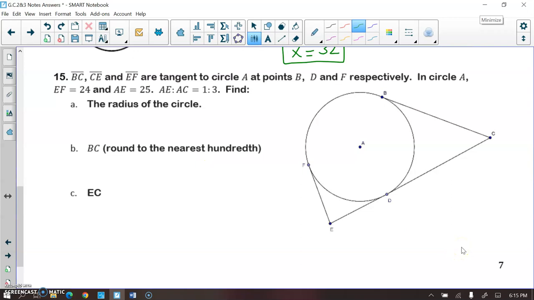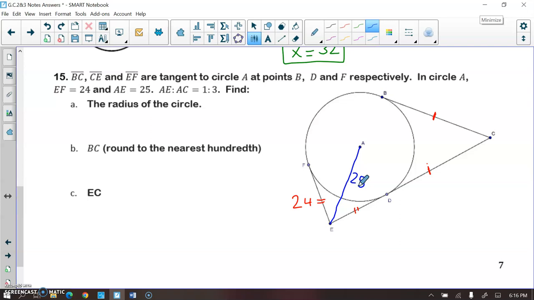So for this one, we have all these lines being tangent. So since BC and DC intersect at C, that means that they're congruent. And since FE and ED both intersect at E, they're congruent as well. And it says EF is 24. A to E, so let me draw that in, is 25.